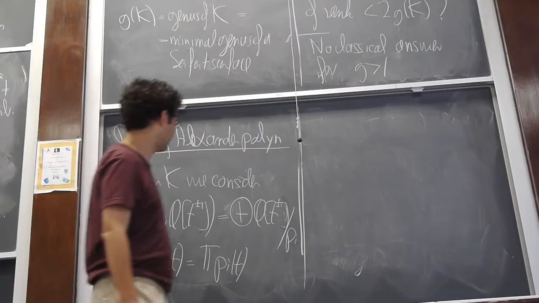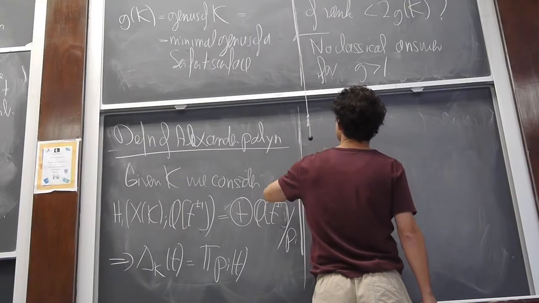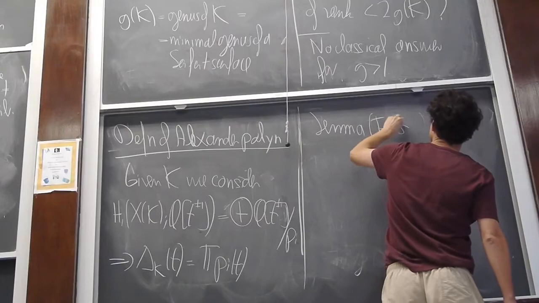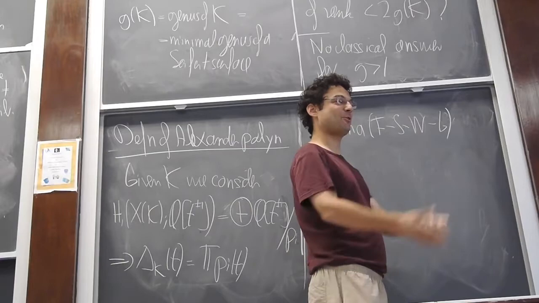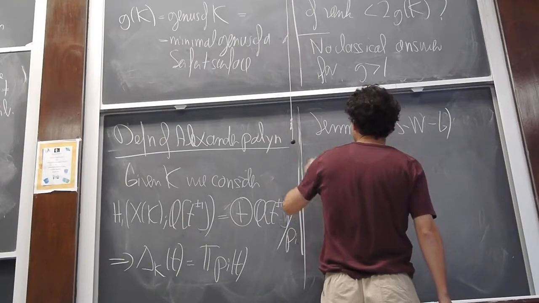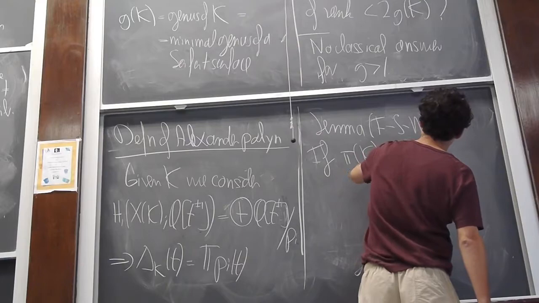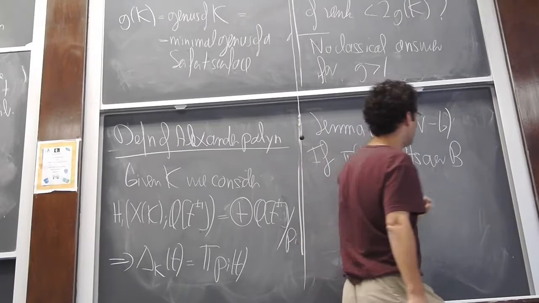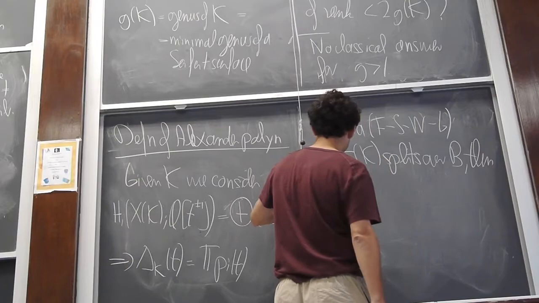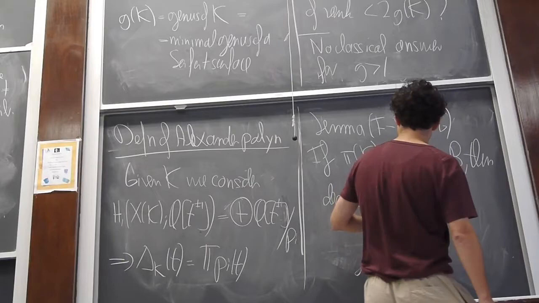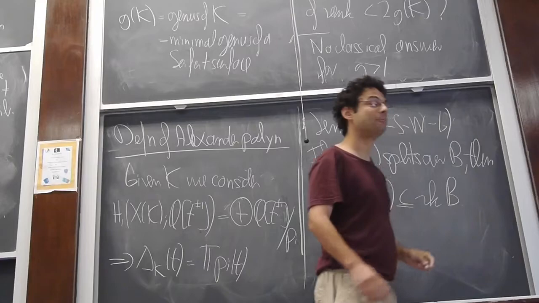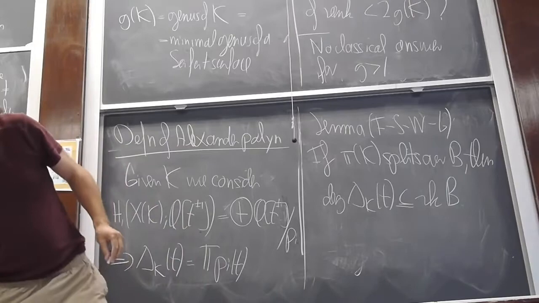And now one can prove the following lemma, due to Friedl, Silver, Williams, and independently Kapovich. If pi of K splits as an HNN extension over a group B, over any group, it doesn't have to be a free group, then the degree of the Alexander polynomial gives you a lower bound on the rank of B. I think that was what you were trying to say, isn't it? Yeah. So perhaps just a corollary.